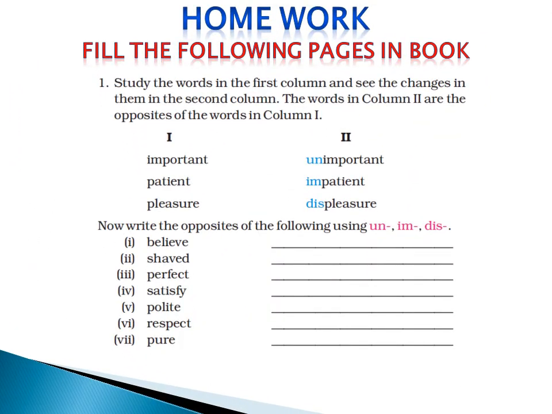Homework. So students, this is your homework. You have to fill in the following page in your book. This page is given in English book of class 5, and you have to fill the antonyms of these words, these adjectives, by using negative prefixes un, im, and dis.